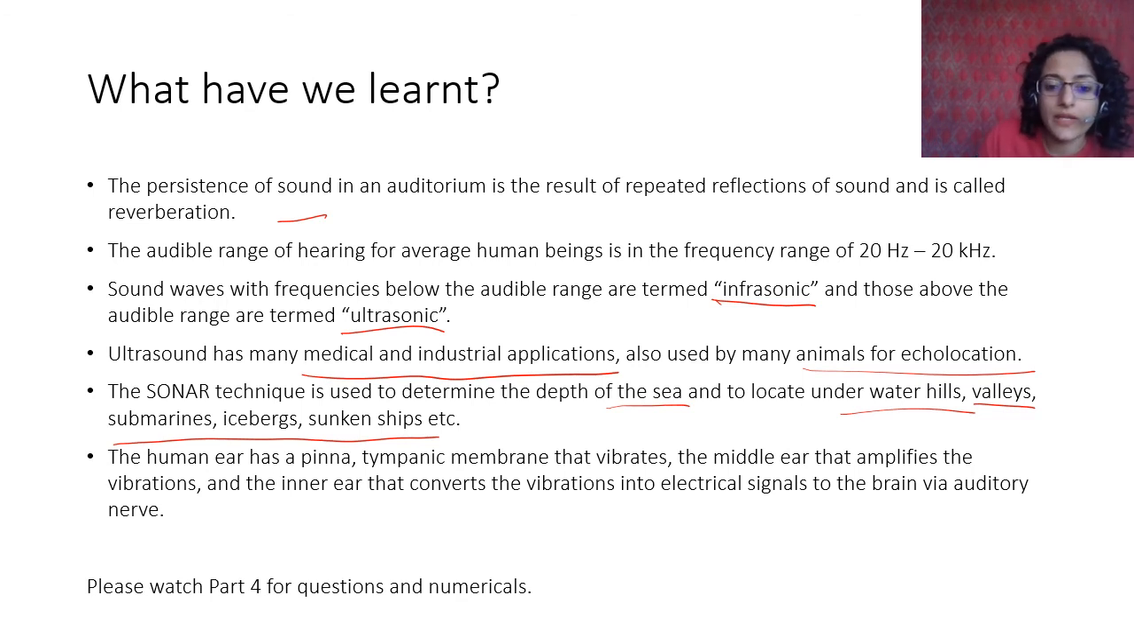The human ear has a pinna, a tympanic membrane that vibrates, the middle ear that amplifies the vibrations, and the inner ear that converts the vibrations into electrical signals to the brain via the auditory nerve or the cochlear nerve. Right? You have to remember certain words. You have to remember pinna, auditory canal, tympanic membrane, hammer, anvil, stirrup, or malleus, incus, stapes if you are interested in medical terms, and the cochlea and cochlear nerve, or the auditory nerve. These six things you have to remember about your ear.